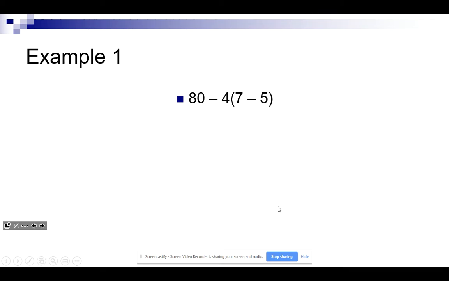80 minus 4 times the quantity 7 minus 5. The first thing I need to do is take care of what's inside the parentheses, and that's 7 minus 5, which is 2. The next thing I will do is multiply the 4 and the 2, and I get 8. And finally, I'll subtract 80 and 8 to get 72. Each of your problems, when you're doing them on the worksheet, should be looking like this, where it's wide at the top and narrow at the bottom, almost in the form of a triangle.